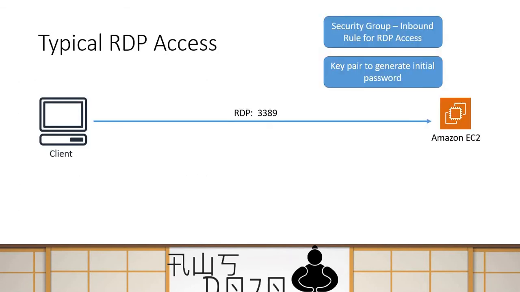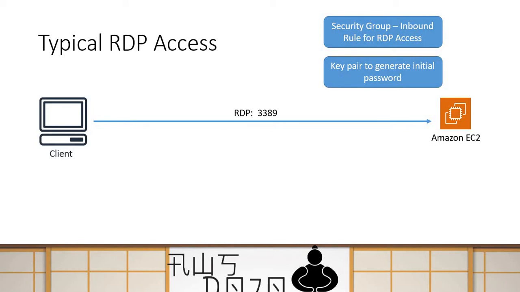So let's see what typical RDP access looks like. If you're trying to access an EC2 instance over RDP, you need to enable a security group on that EC2 instance with some inbound rule giving access to RDP, either to everyone or to a particular set of IPs. Then you generate a key pair to create the initial login name and password. And then from the client machine, you use some kind of RDP client to connect to the EC2 instance over the RDP port. That's how typical RDP access works.